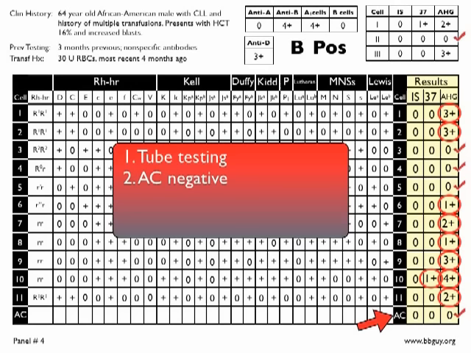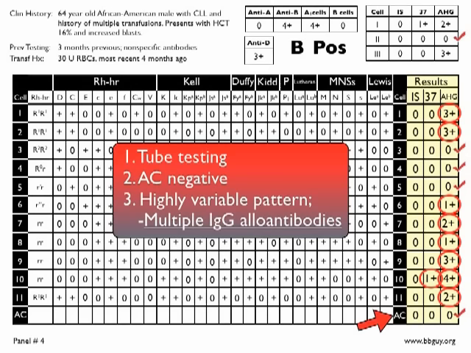If you see that much variation, there really is not much doubt that this is a highly variable pattern which is associated with multiple IgG alloantibodies. Now, don't let the result in cell 10 at 37 degrees throw you. Sometimes when it's reacting really strongly you can get a reaction at 37 that may not mean a whole heck of a lot. It's there. We'll talk about it later, but it is what it is.